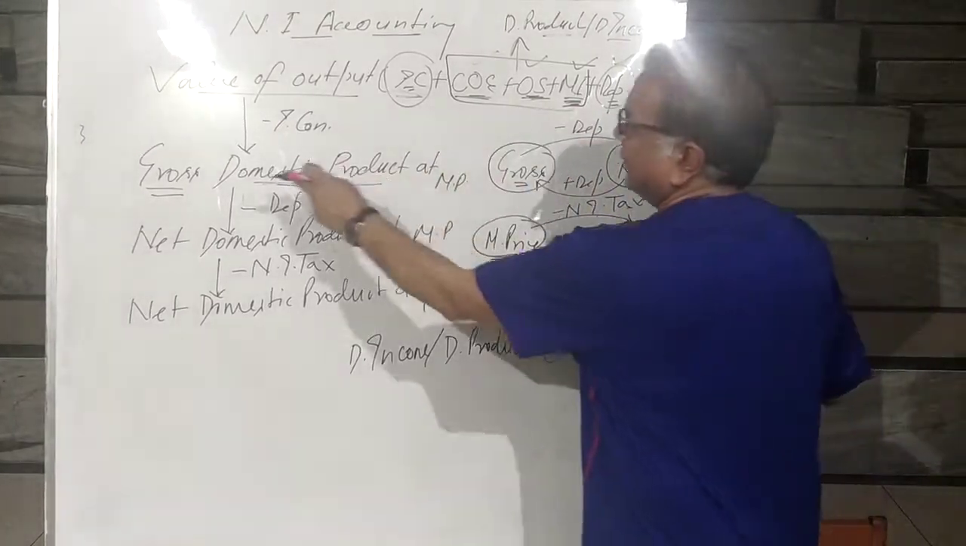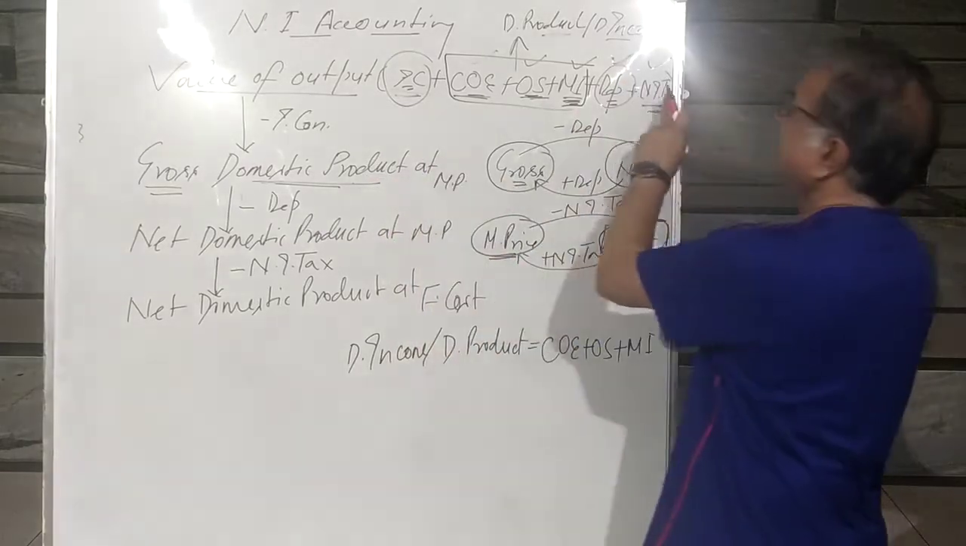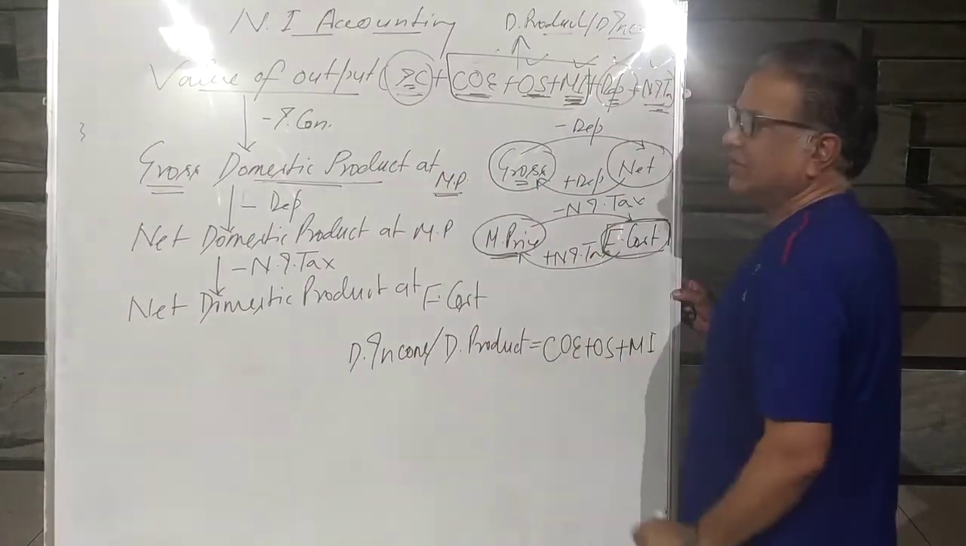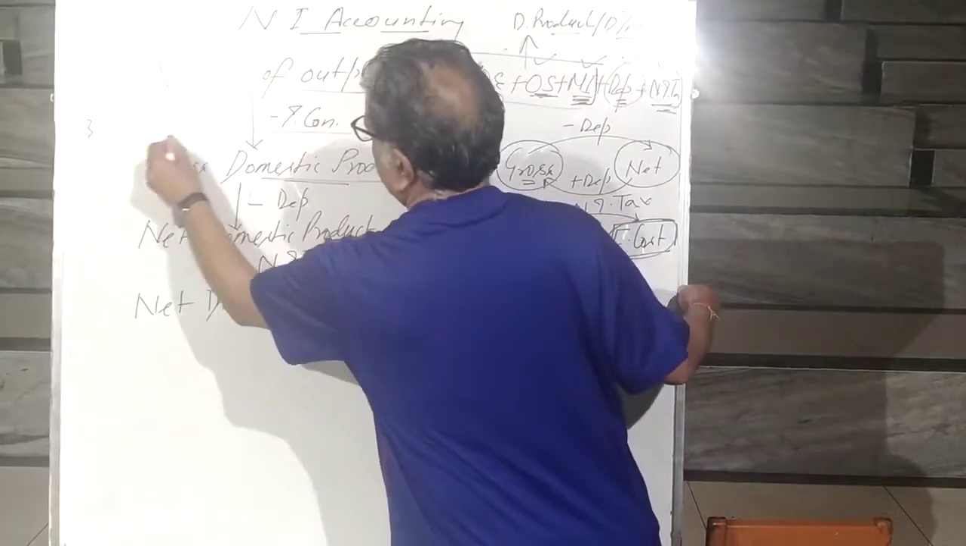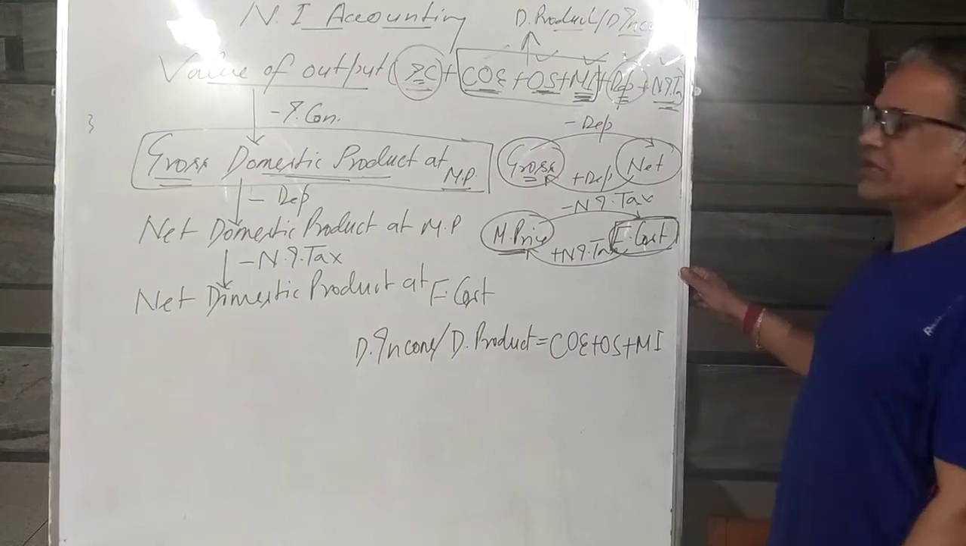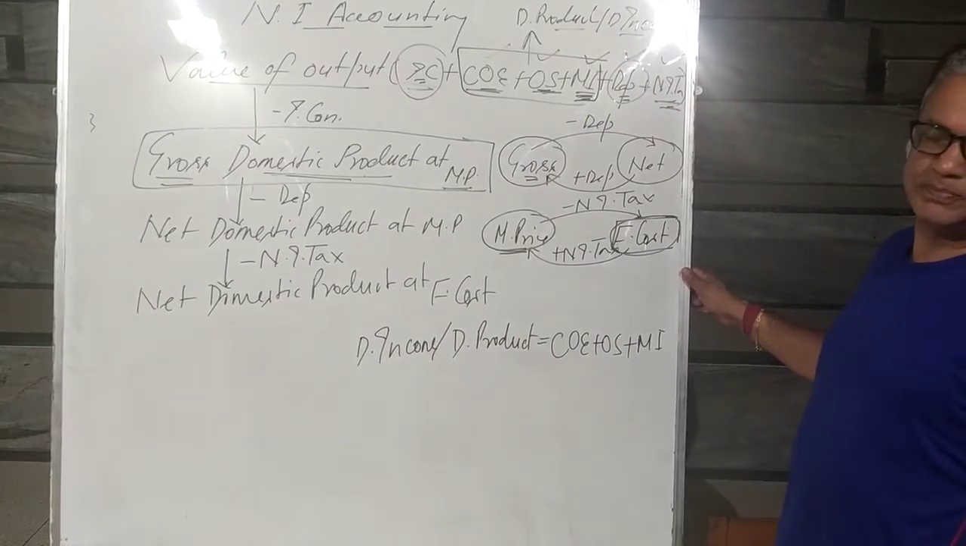So here in this gross domestic product, these net indirect taxes are included. That's why it is called at market price. So the first aggregate of the domestic product is GDP at MP, gross domestic product at market price.